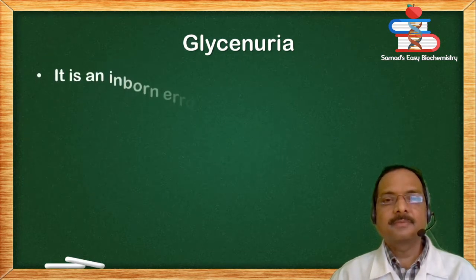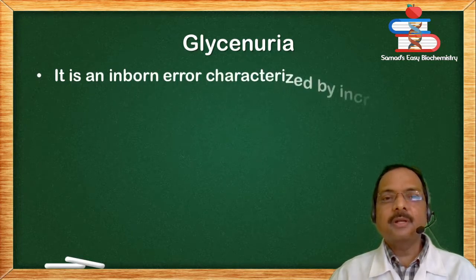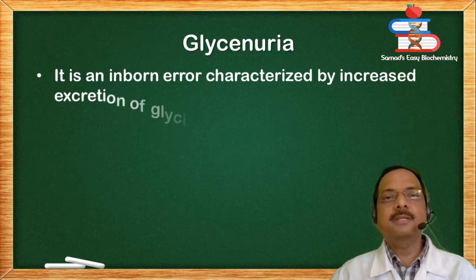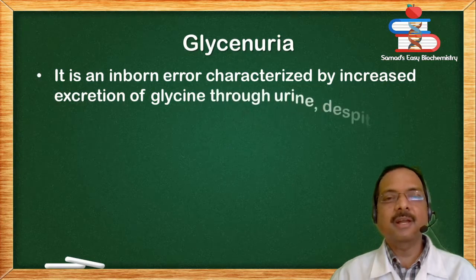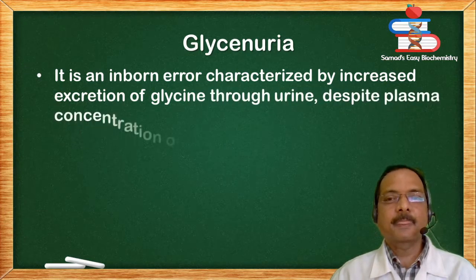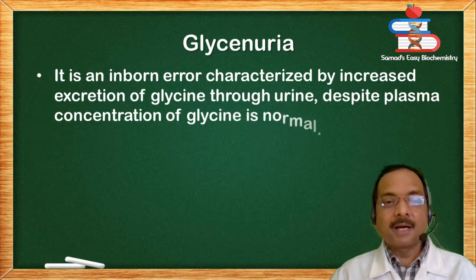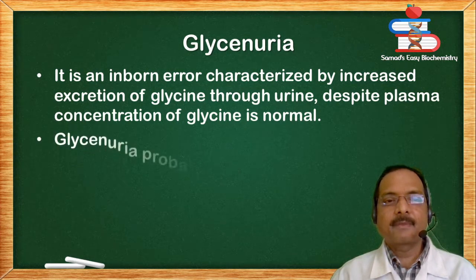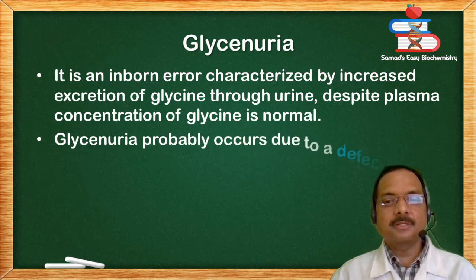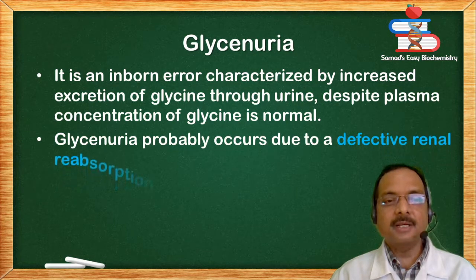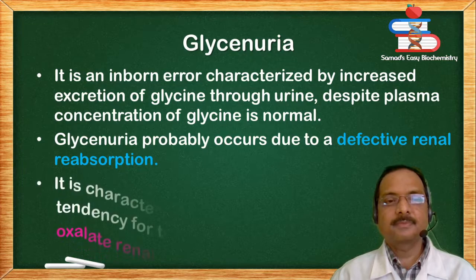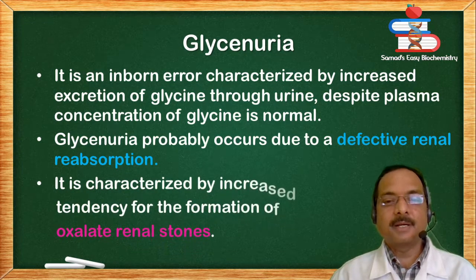Glycinuria. It is an inborn error of metabolism characterized by increased excretion of glycine through urine, despite plasma concentration of glycine is normal. Glycinuria probably occurs due to a defective renal reabsorption. It is characterized by increased tendency for the formation of oxalate renal stones.